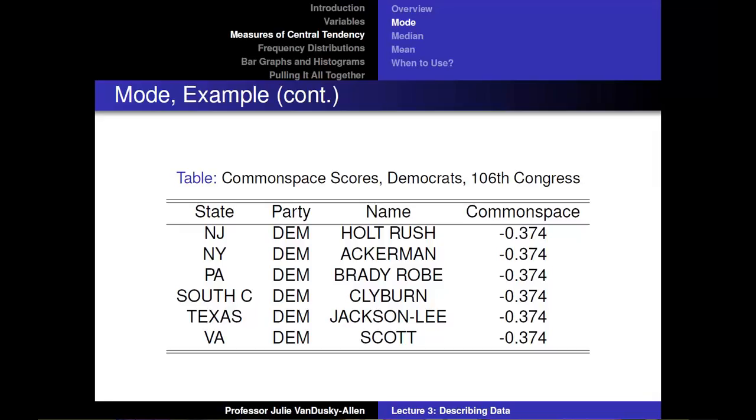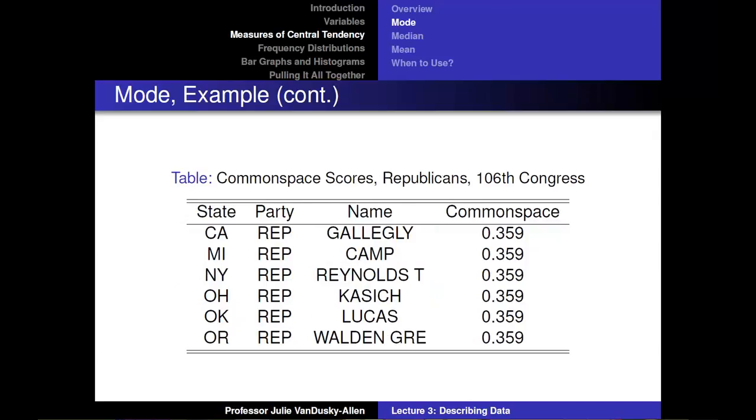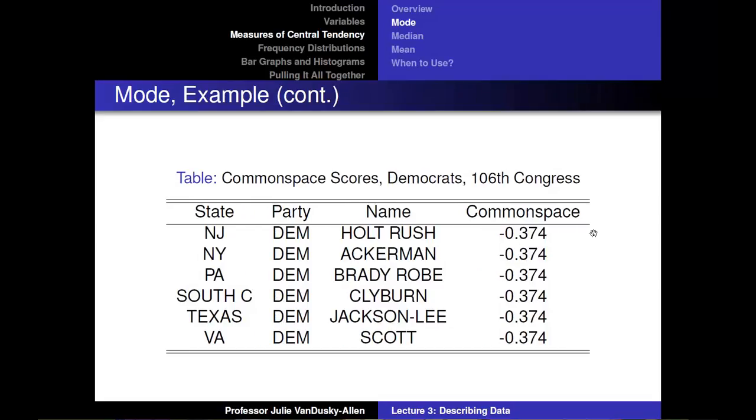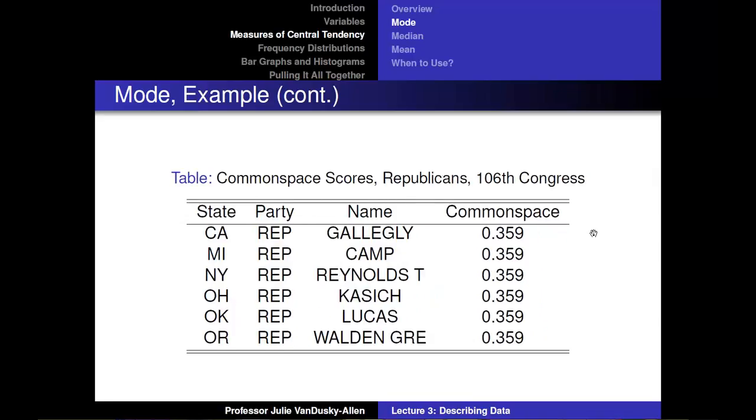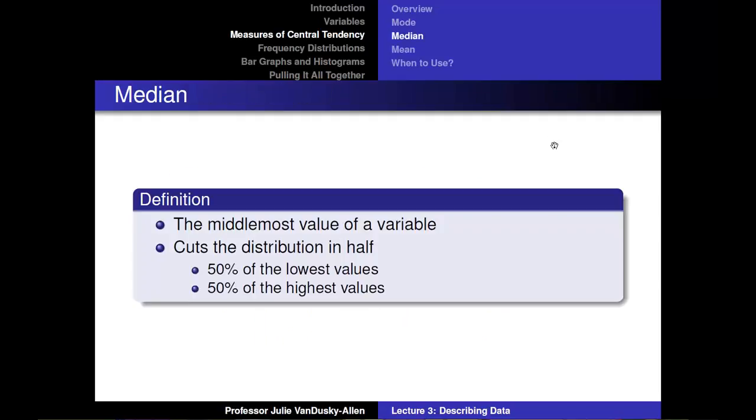There is a mode for Democrats, -0.374, and a mode for Republicans, 0.359. In both cases, there are 6 observations with a value of -0.374 and 0.359. There are no values in the data set where 7 or more observations share the same value.